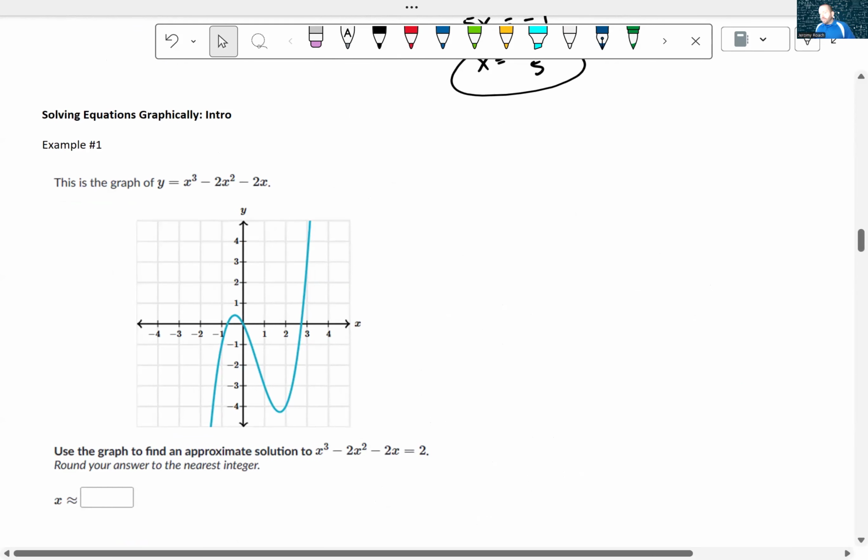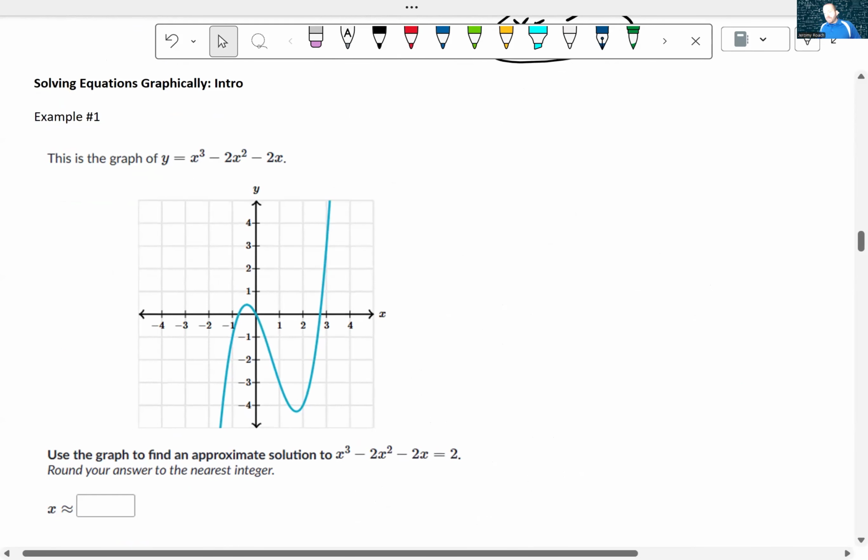All right, so now we're going to look at solving equations graphically. This shows us a polynomial function. So this is the graph of the polynomial. And then it wants us to just use the graph to estimate where, let's see, it wants us to estimate where x is to the nearest integer. So it says find an approximate solution to this new equation here. So for this one, we want to figure out what's going to happen with this new equation.